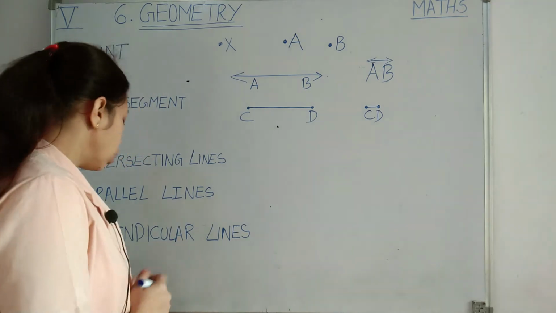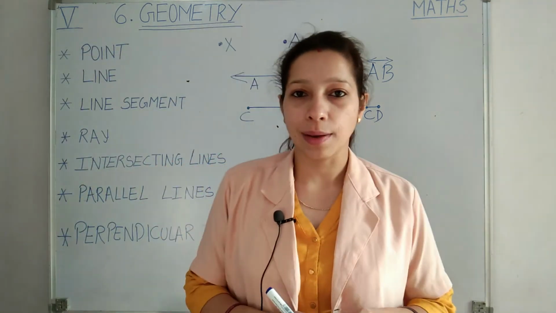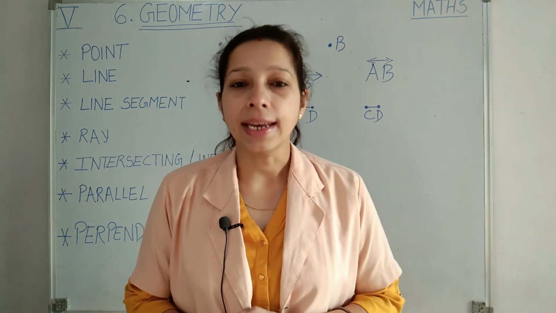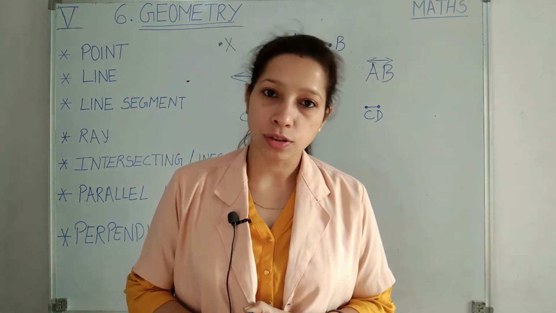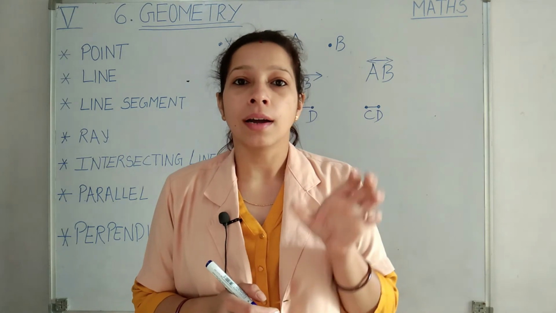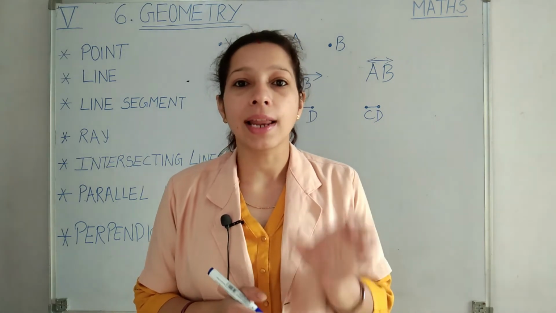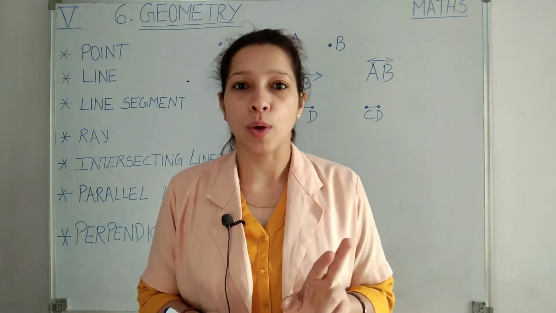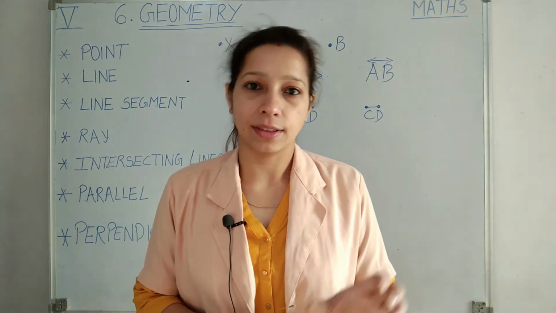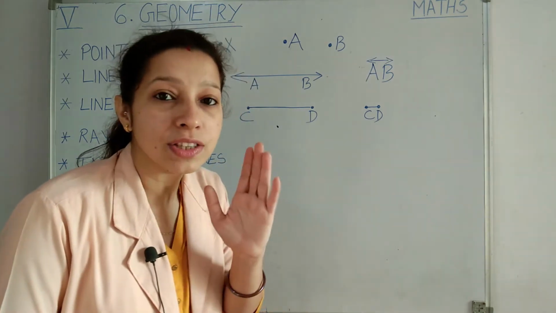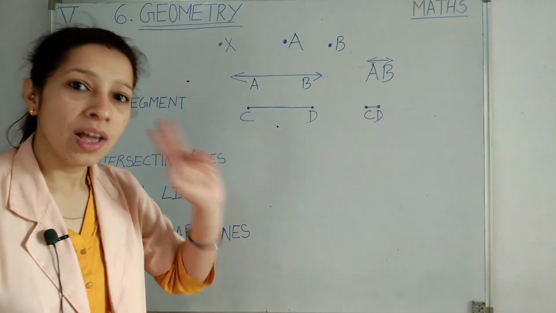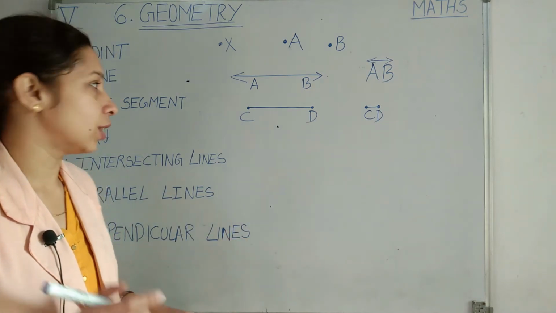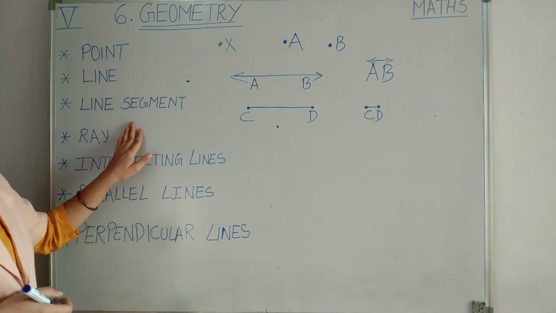Understood, students? So the proper definition of line segment will be: a line segment is a part of line. It has two end points, and it has limited length only. You can't extend it endlessly as it has two end points. So it has definite length. Definite length means fixed length. A line segment has fixed length. It has two end points. We can't extend it in any direction. Okay, students. So this was about line segment.